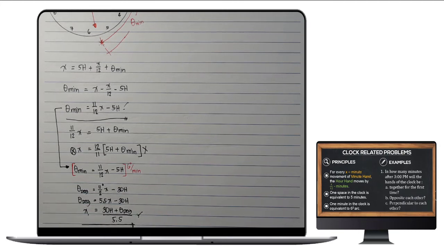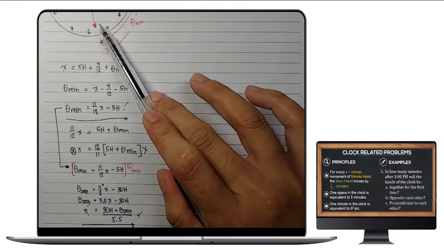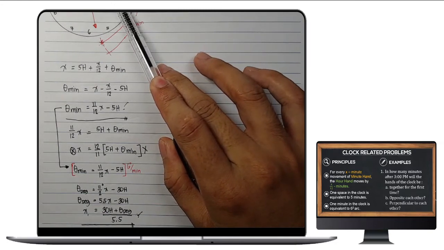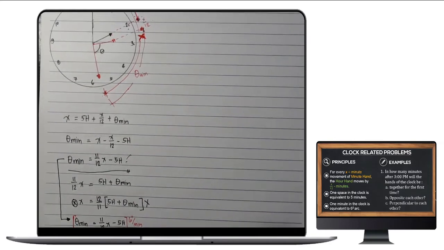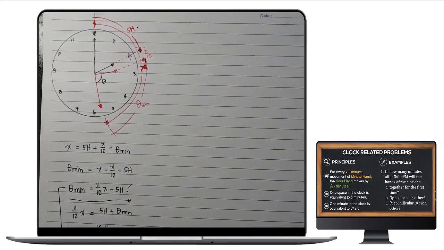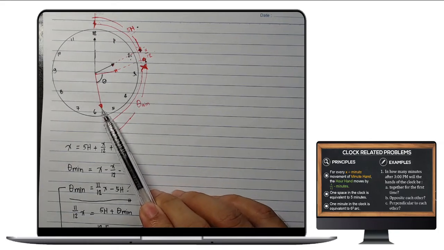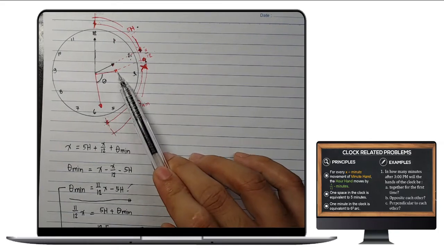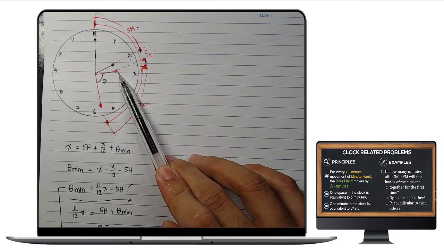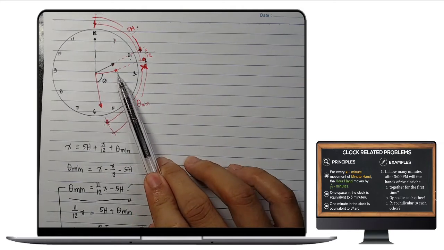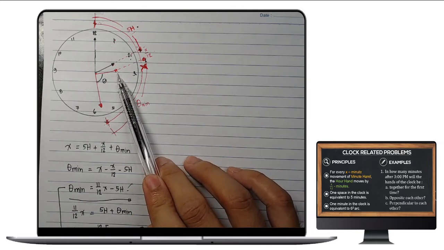Okay? So, provided that at that specific time, the minute hand will be ahead of the hour hand. Ibig sabihin, you can only use this formula provided that after some time, our minute hand will lead or be ahead of our hour hand. In short, the minute hand is ahead compared to the hour hand. Else, you cannot use it.